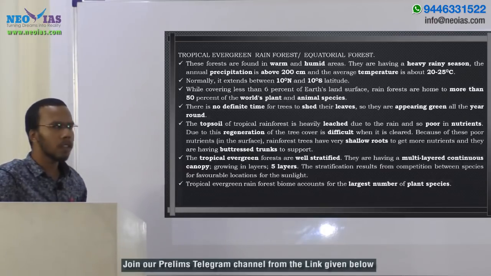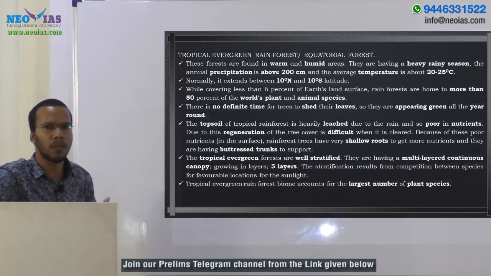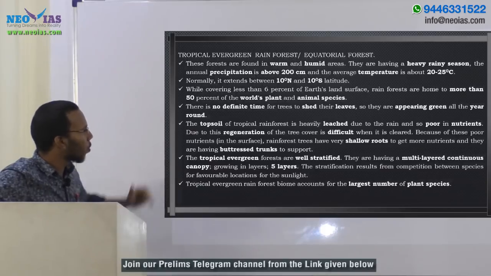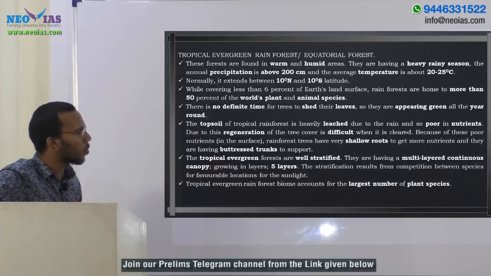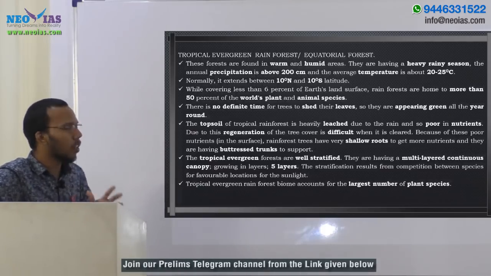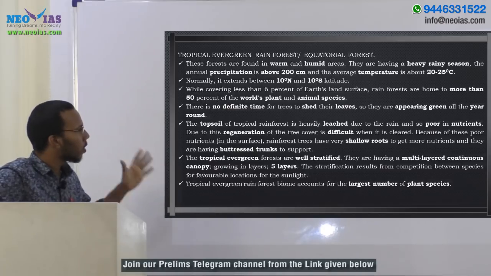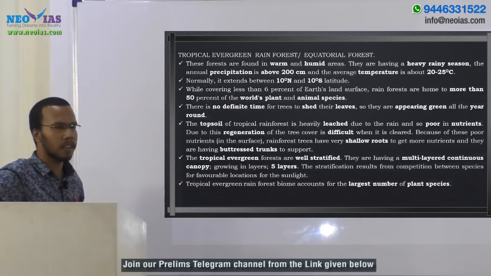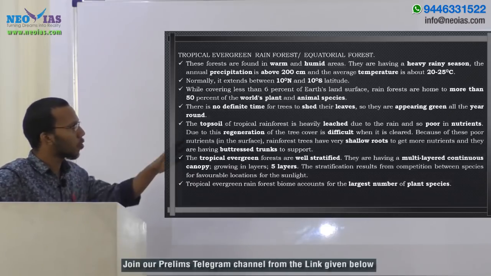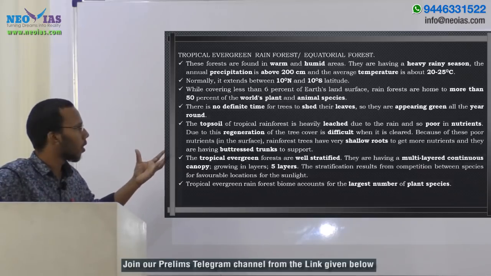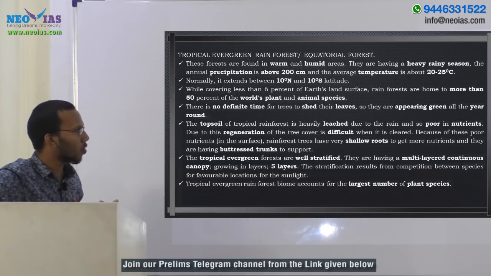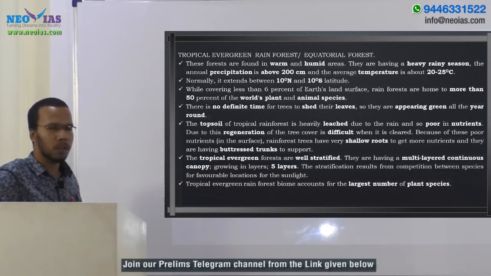So that's one of the main points regarding the equatorial forest. The topsoil of the tropical rainforest is heavily leached due to the rain and so is poor in nutrients. Due to this, regeneration of the tree cover is difficult when it is cleared, because there are fewer nutrients. Because of this, rainforest trees have very shallow roots to get more nutrients, and they have buttressed trunks for support.